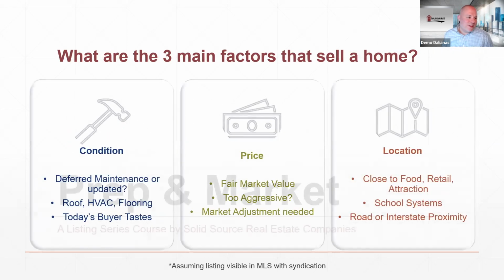3 main factors before we get to the prep and market: condition, price, and location. Can't really change location that much or at all. The price you can control, and the condition you can control. And so when you're talking to a client, and I've seen this style of slide shared in about 3 or 4 different categories, but I think a lot of it falls into this: the condition of the property, the price of the property, and the location. Those are the main 3 factors, and a lot can go underneath that.